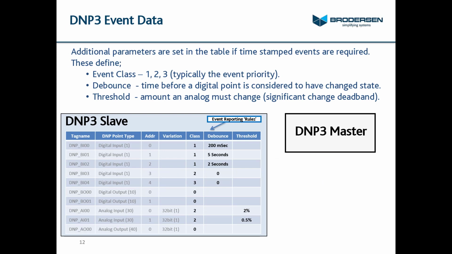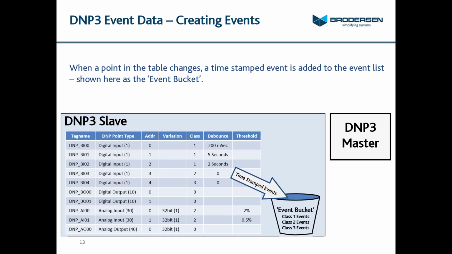Now we're looking at the concept of event data. So the DNP table not only contains address information, it also has information such as the point class and the event reporting rules. How long must a digital value have changed for before it becomes an event? Or how much should the analog value have changed before it's considered an event? So in an example here we're showing some debounce on the digital points. We're showing some thresholds on the analog points so that the RTU is watching its static values and determining should it create events. So we make reference to the idea of the events living in a bucket.